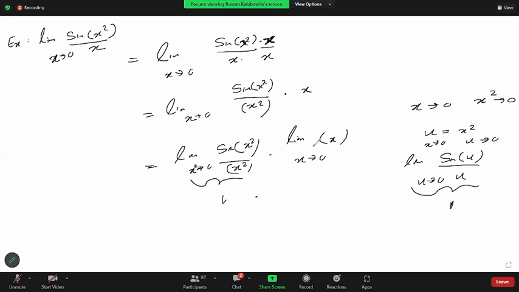Limit of x when x approaches 0, what is the value? 0. So 1 times 0 is again 0. So the answer for that question is 0.